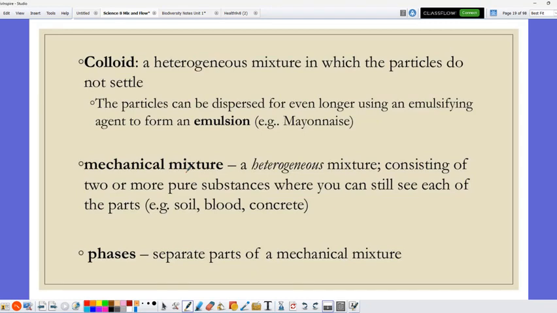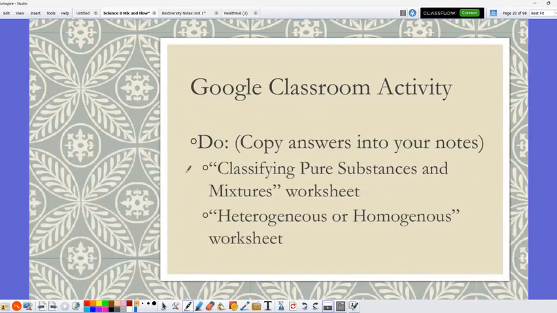Mechanical mixture is a heterogeneous mixture consisting of two or more pure substances where you can still see each of the parts. So, for example, soil and concrete, you can see the parts in it. And blood, same thing. You can actually see the different parts in blood. And phases is a scientific word for the separate parts of a mechanical mixture. And we already did this activity.